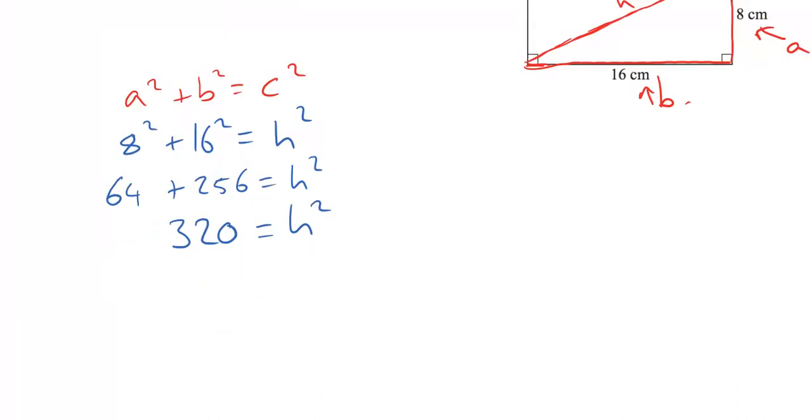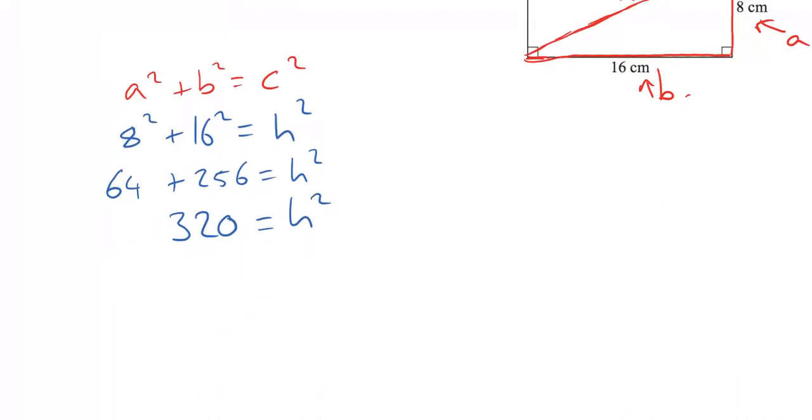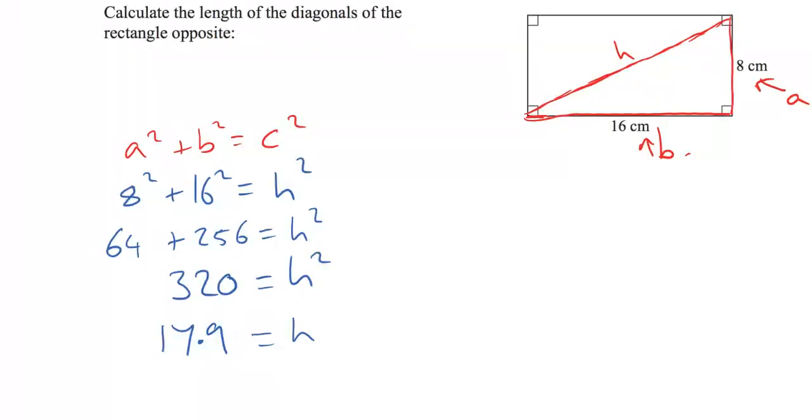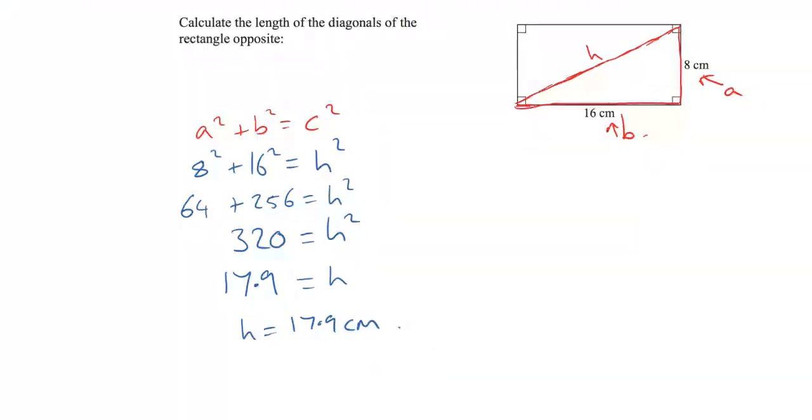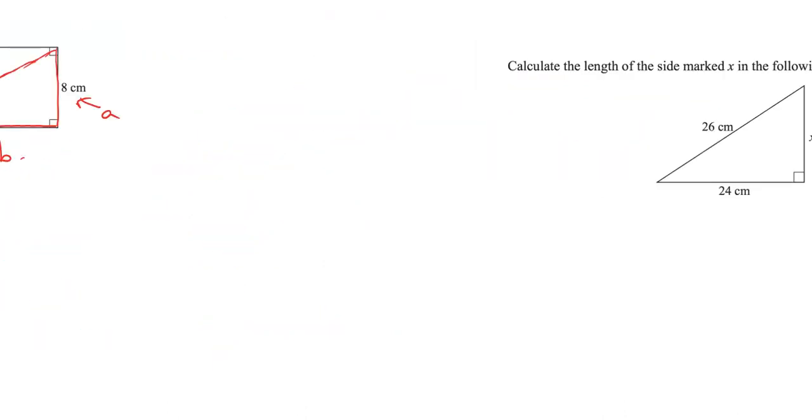And again, don't forget, you need to square root this to find H. So if we square root this, we're going to have 17.9. Now, our units for this one were in centimeters. So it's important that we write ours in centimeters too. 17.9 centimeters is the length of that diagonal. Now, let's go on to a different example.